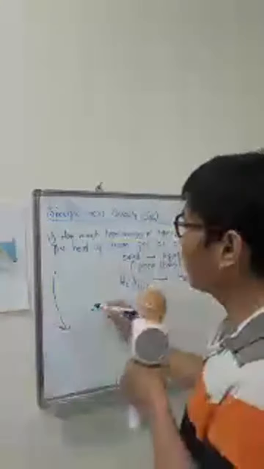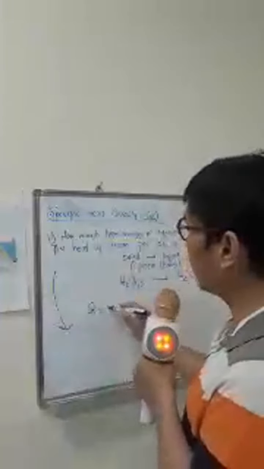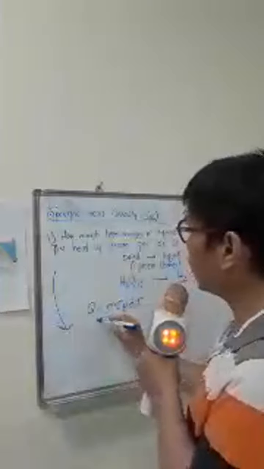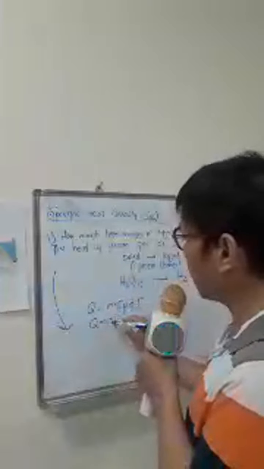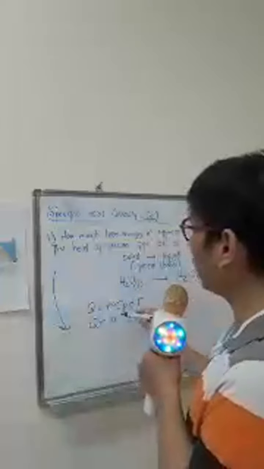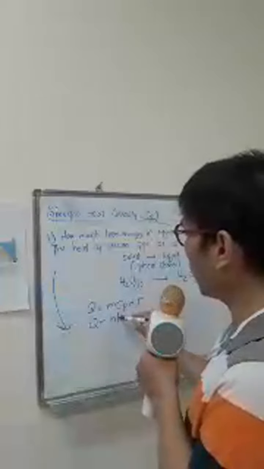So I said Q is equal to m c_p delta T, right? And I also have Q is equal to m times the heat of vaporization, but in this case, heat of fusion, so Hf.